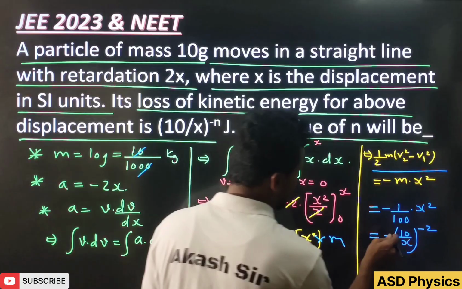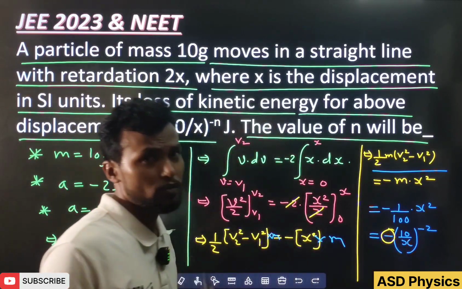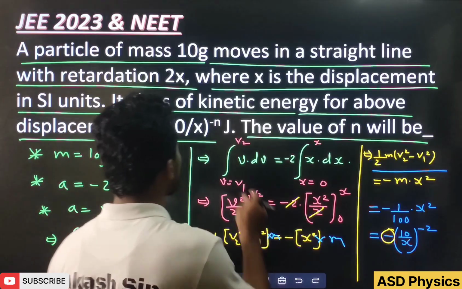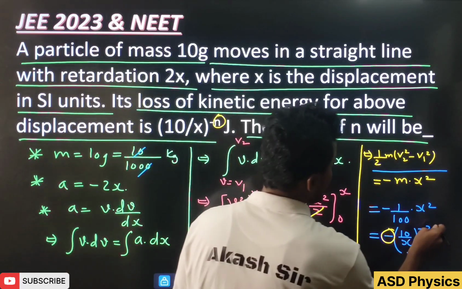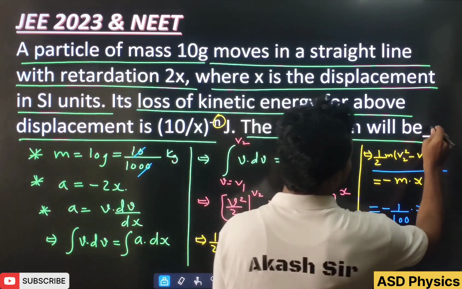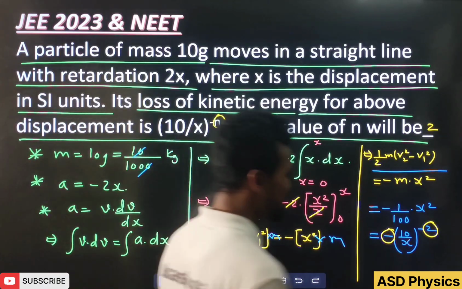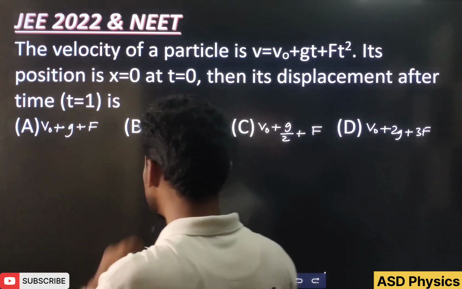And this minus sign indicates that there is a loss of energy. That means the final energy is less than the initial energy. So if you compare here n and here 2, what should we fill here? We should fill here 2. Is it, students? I hope this question is also very clear to you. Is it? Great. Now let's see here please.